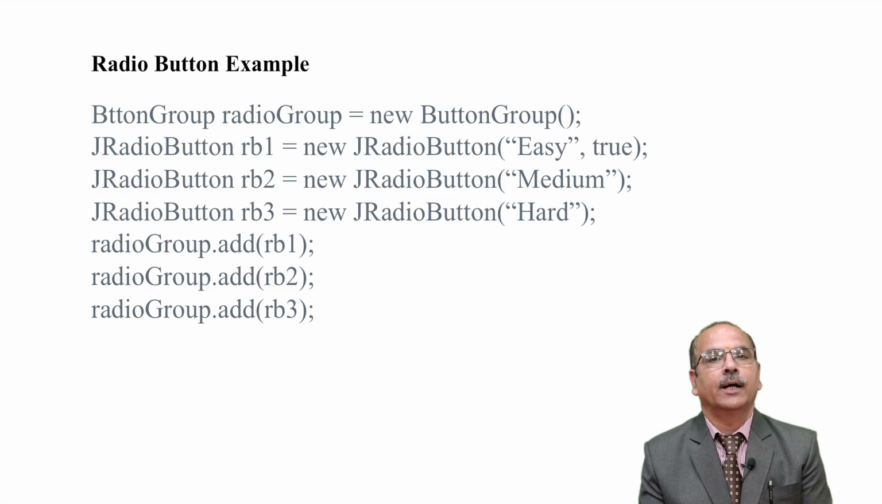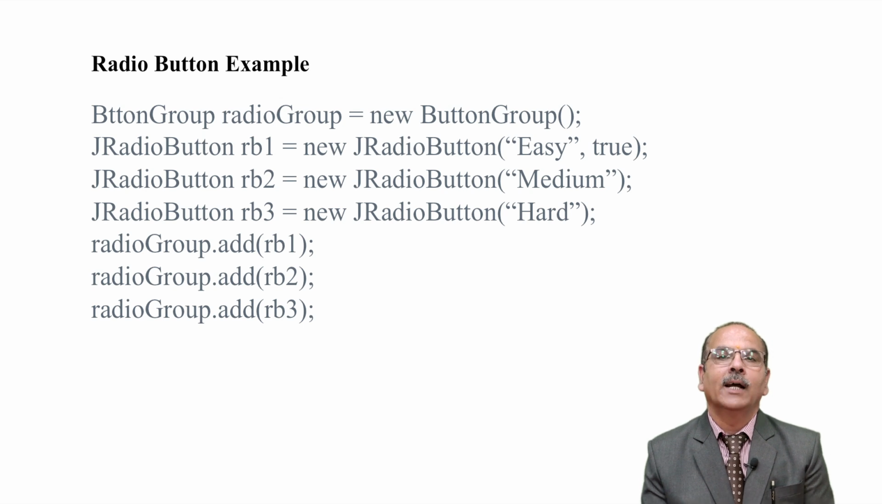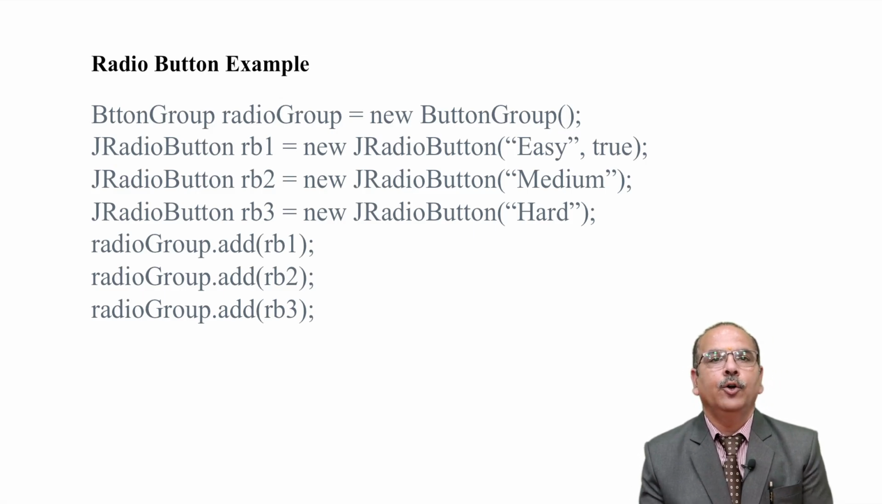radio group with the constructor new, and here the first radio button is RB1, new JRadioButton easy, true, which by default is displayed as on. Button 2, RB2, this is medium. Then RB3, new JRadioButton hard. Then we will display it: radioGroup.add(RB1), add(RB2), add(RB3).